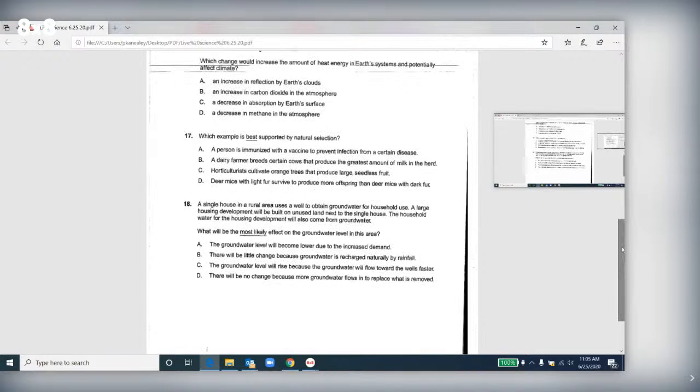A single house in a rural area uses a well to obtain groundwater for household use. A large housing development will be built on unused land next to a single house. The household water for the housing development will also come from groundwater.